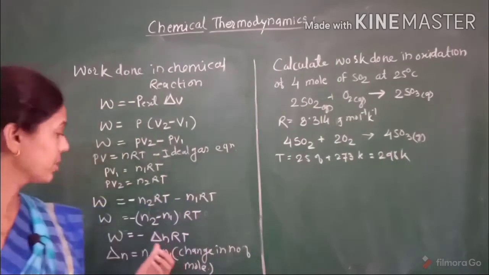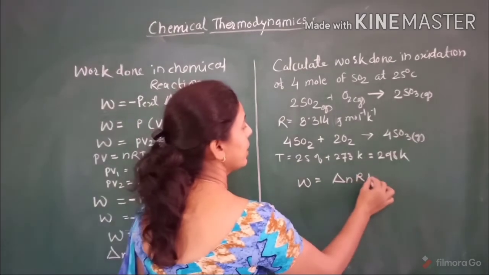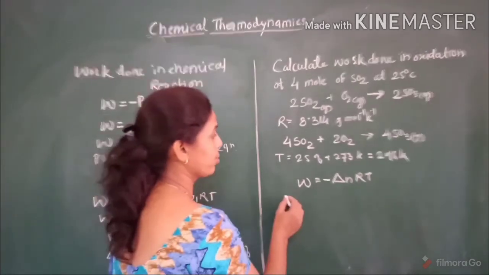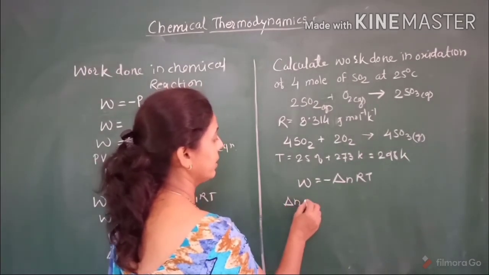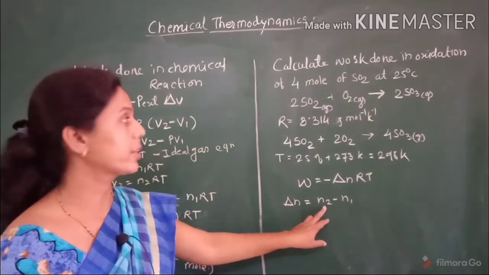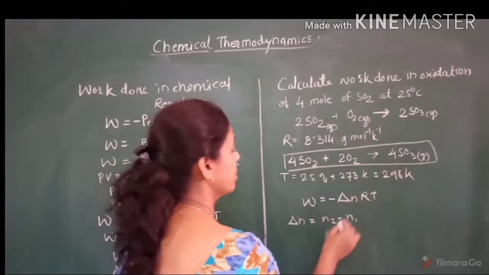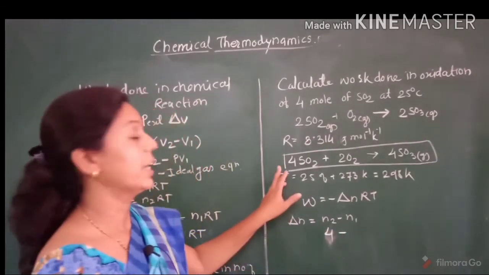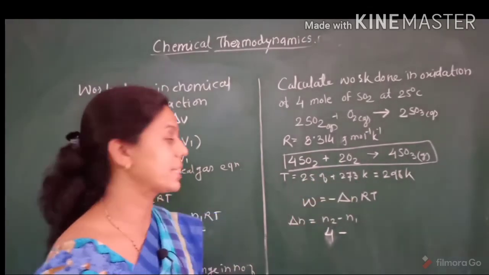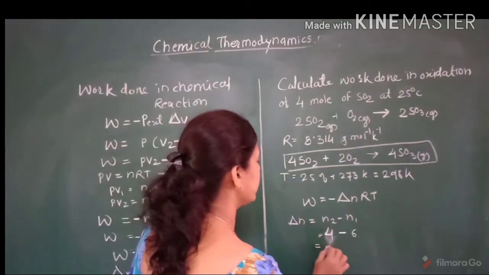Which formula do you have to use? W equals minus del n RT. So we have to calculate del n. Del n equals n2 minus n1, that is the number of moles of products minus reactants. Consider this equation. Here the number of moles of products is 4 mole, and reactants are 4 mole of SO2 and 2 mole of O2, that is total 6. So here your answer is minus 2.